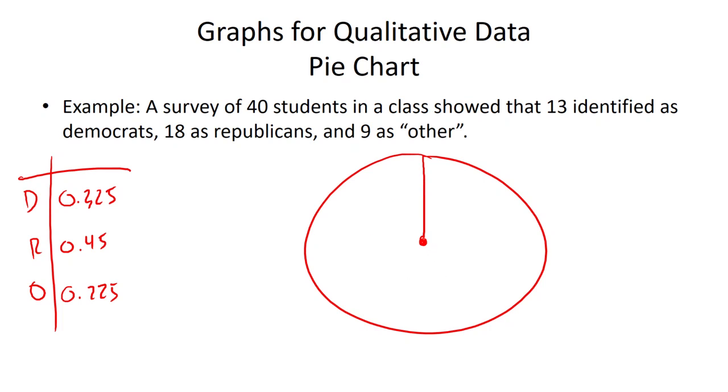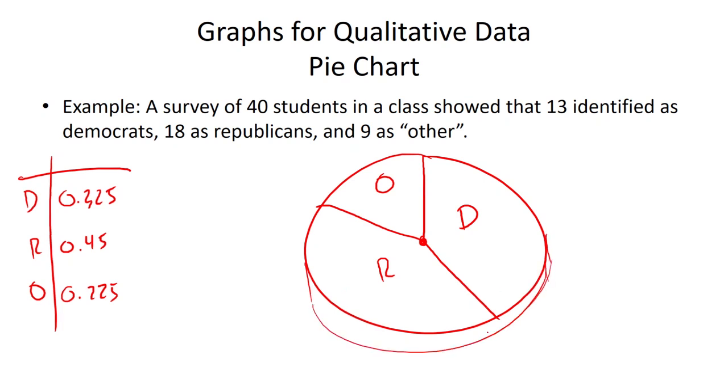So 33%, that's basically a third. So that would be your Democrats. And then your Republicans is 45%, that's a little less than half. And then that would be other here. So boom. And then you add colors if you want and make them 3D or something. I don't know if I can make a 3D chart. Nope, I can't. Whatever. You get the point.